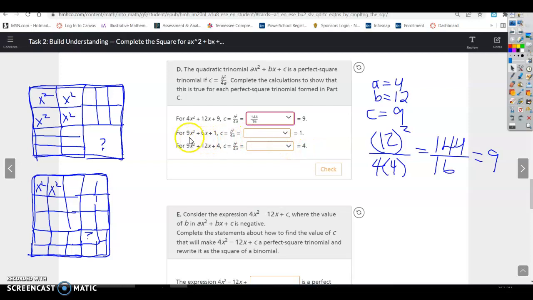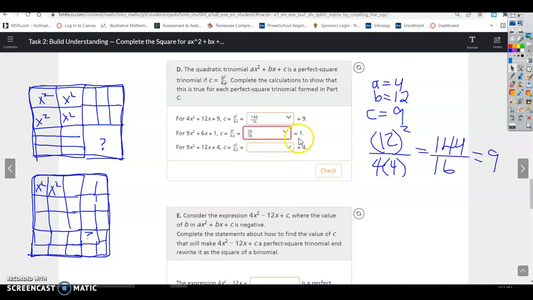All right, so the second one, you'll do the same thing. If you take b and square it and then divide it by 4a, so b squared is 36. 36 divided by 4 times 9. 4 times 9 is 36. So 36 divided by 36 is equal to 1.